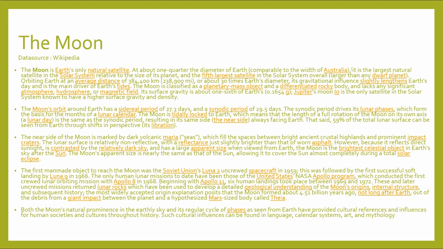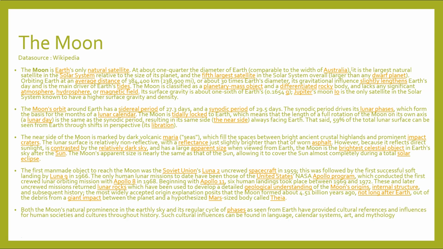The lunar surface is relatively non-reflective, with reflectance just slightly brighter than that of worn asphalt. However, because it reflects direct sunlight, it is contrasted by the relatively dark sky and has a large apparent size when viewed from the Earth. The Moon is the brightest celestial object in the Earth's sky after the Sun. The Moon's apparent size is nearly the same as that of the Sun, allowing it to cover the Sun almost completely during a total solar eclipse. The first man-made object to reach the Moon was the Soviet Union's Luna 2 uncrewed spacecraft in 1959.